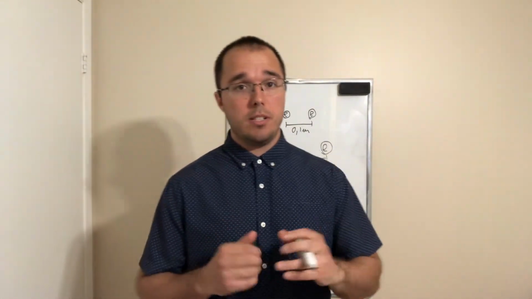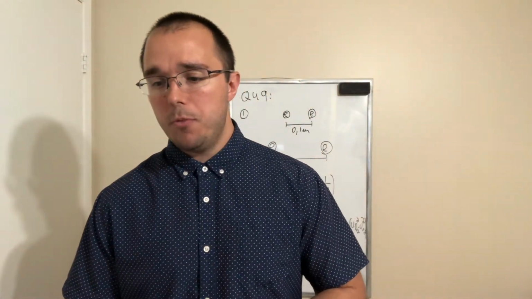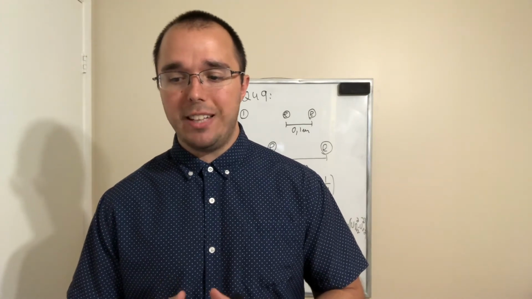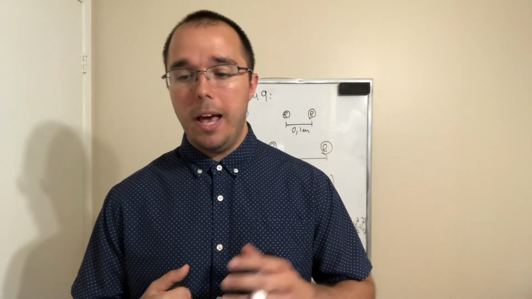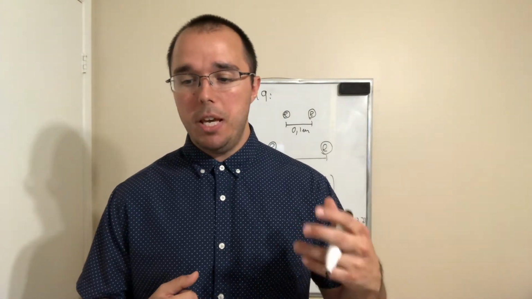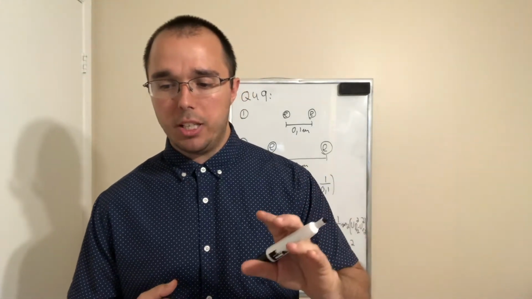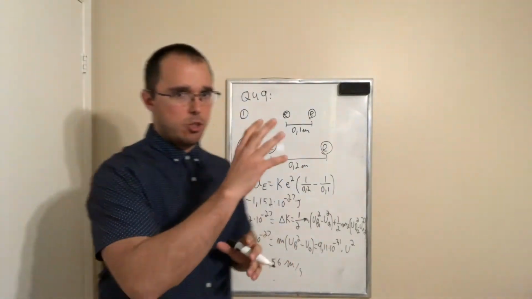Hi everyone, this is the second example of chapter 4. It is question 49. Let's read the question. Question 49. Two electrons, initially at rest in space, are separated by a distance of 10 centimeters. Calculate the velocity of both electrons when they are A, 20 centimeters apart, B, a vast distance apart, and part C, in this situation, both electrons will always have the same speed. Explain why.